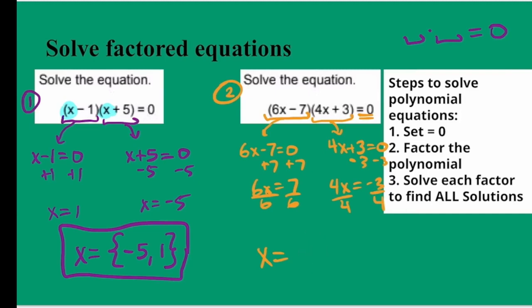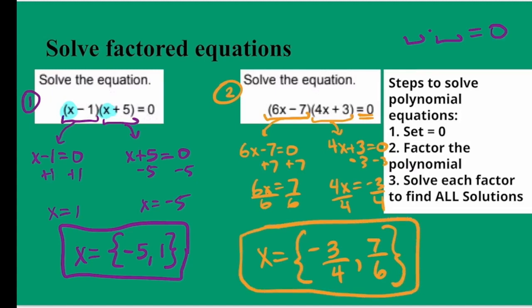-3/4. You always want to try to write your answer in increasing order, so smaller numbers first. So -3/4, +7/6. That is a list. You have two answers, so you use the brackets. And again, this problem has two x values.